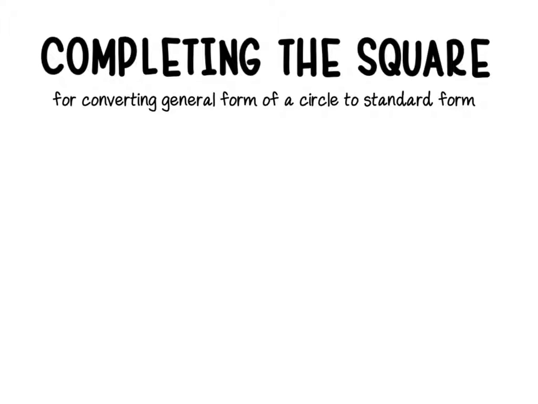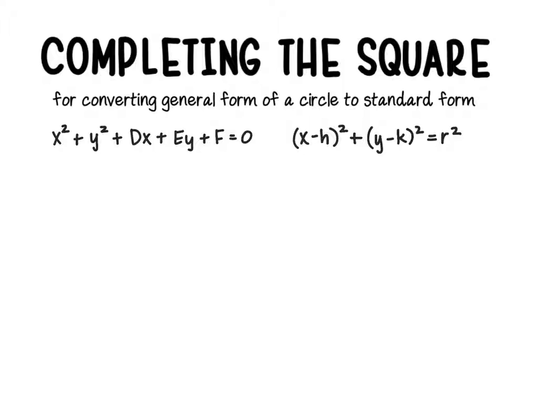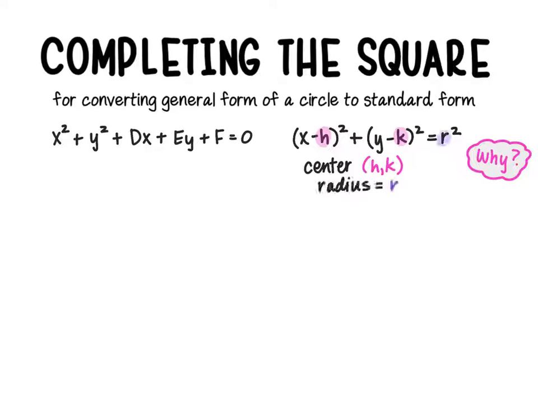In this video, I'm going to talk about using completing the square to convert general form of a circle to standard form of a circle. Why do we want to do this? Because in standard form, we can much more easily identify the center of the circle and the circle's radius.